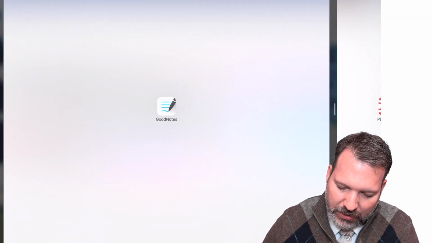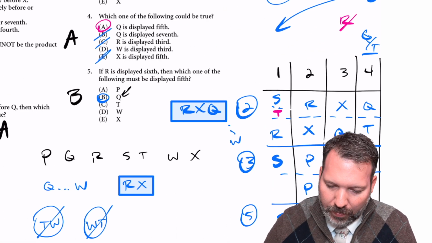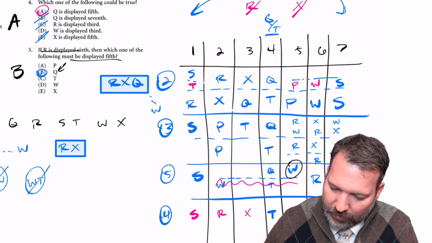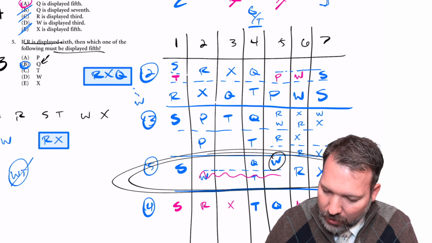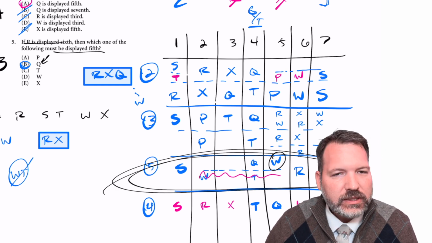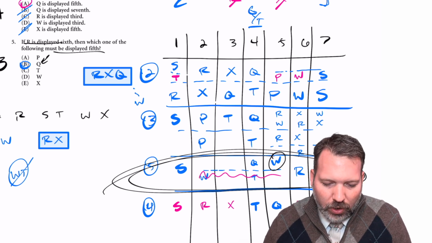So the answer is D to number 5 over here. First game, order game. If R is displayed 6th, what must be displayed 5th? We did our work. I have W 5th. Why did I say it was B? I'm going to go back in the video. Did I just circle the wrong thing?